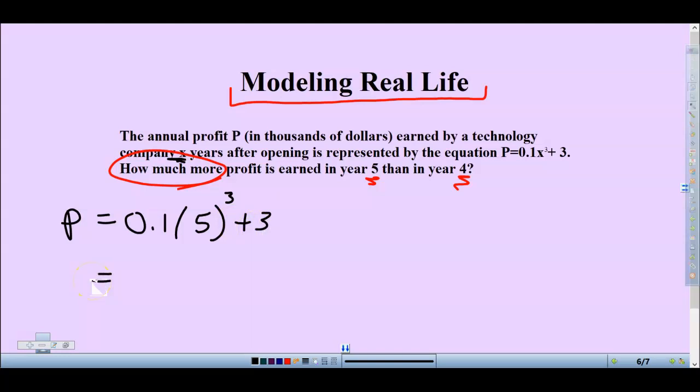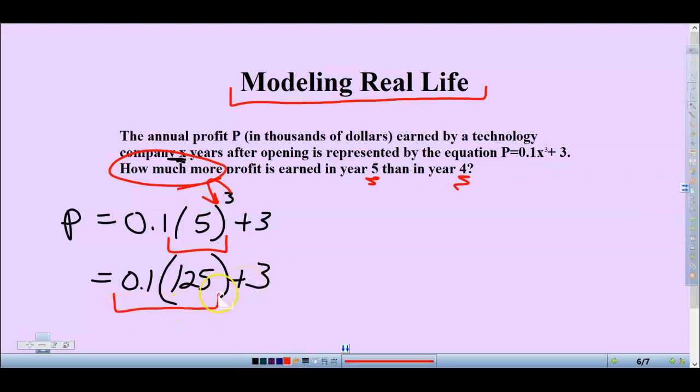Solving this expression, 5 to the 3rd power comes first. That's 125. 125 times 1/10. And remember, yes, it's talking to the 5 only. Okay. Bring everything else down. We're going to do that multiplication. And we get 12.5 plus 3.